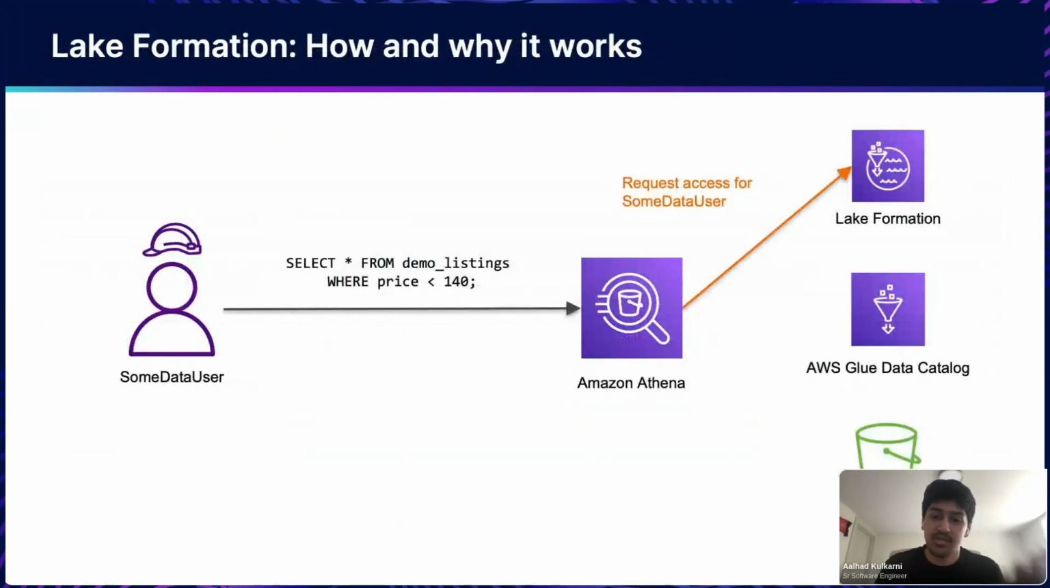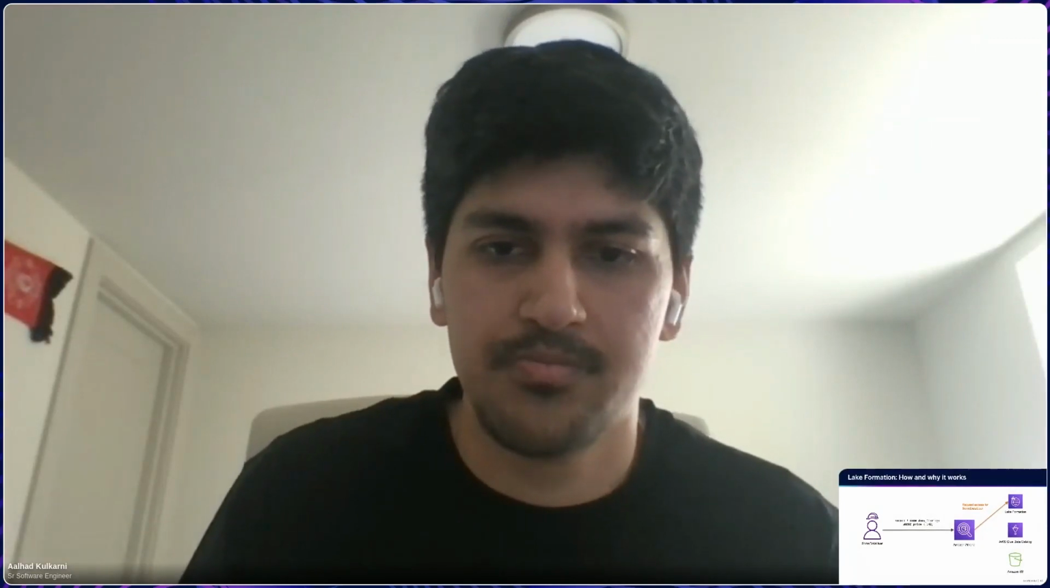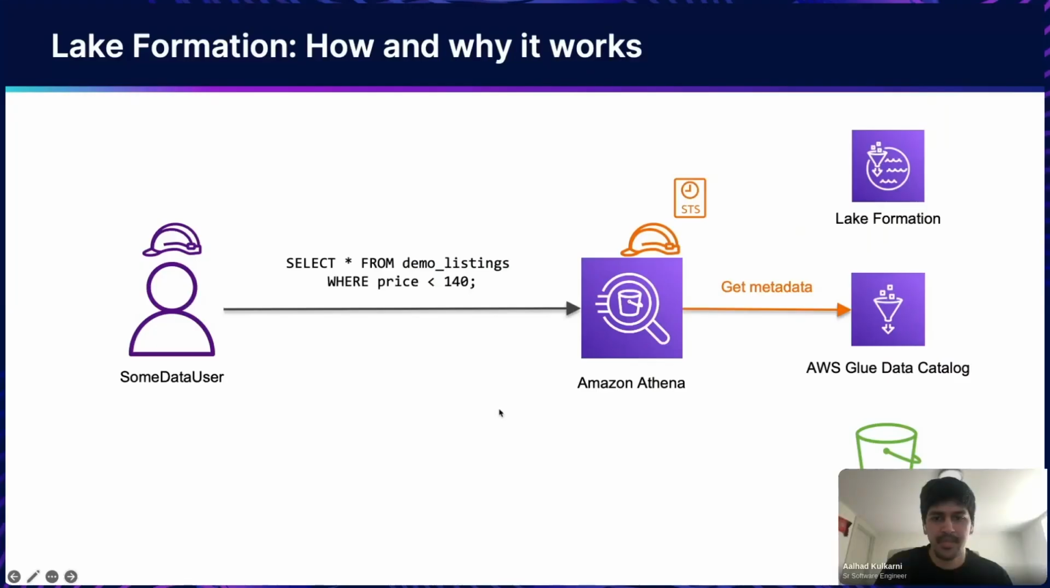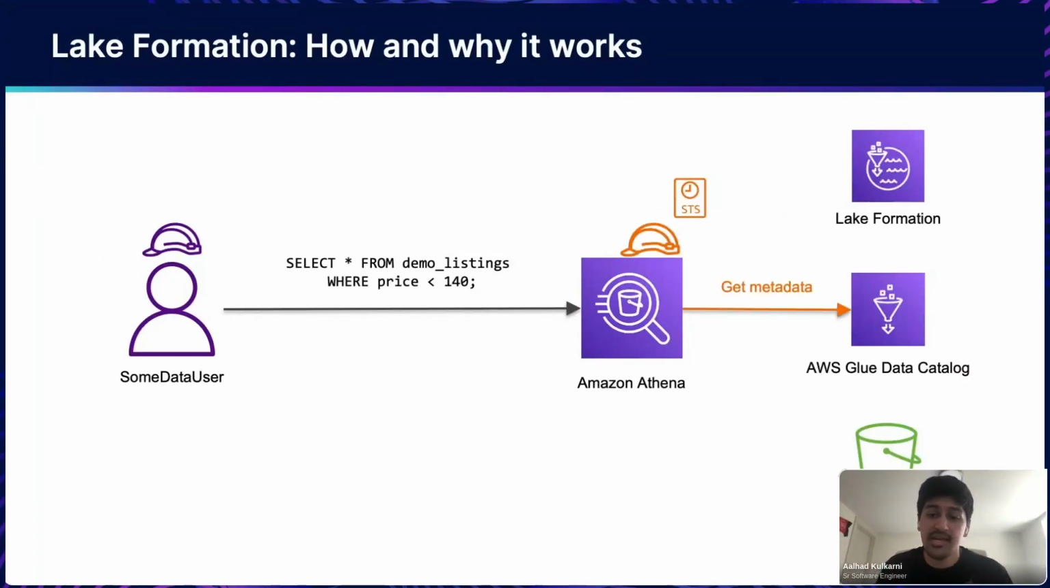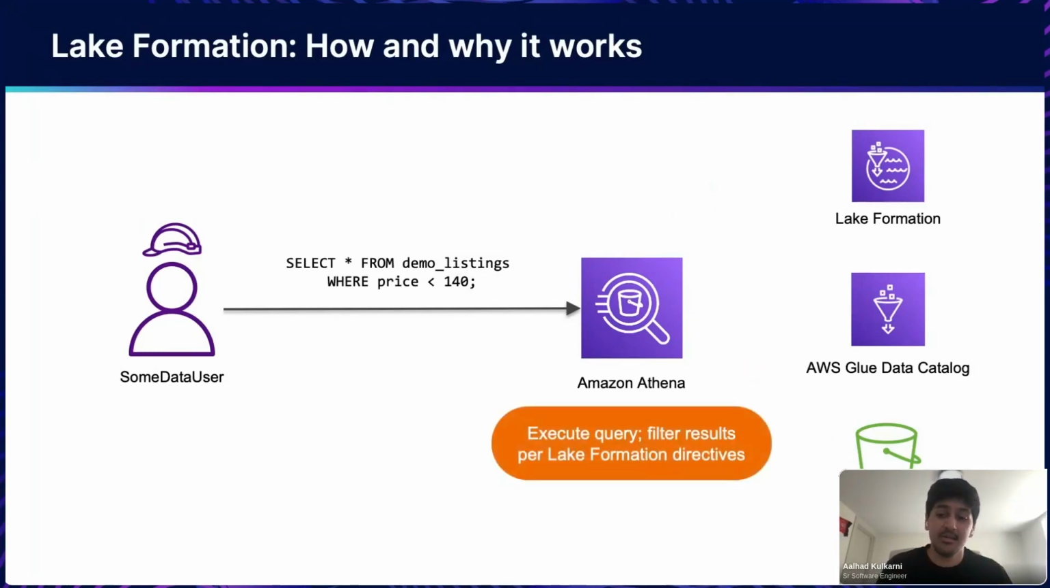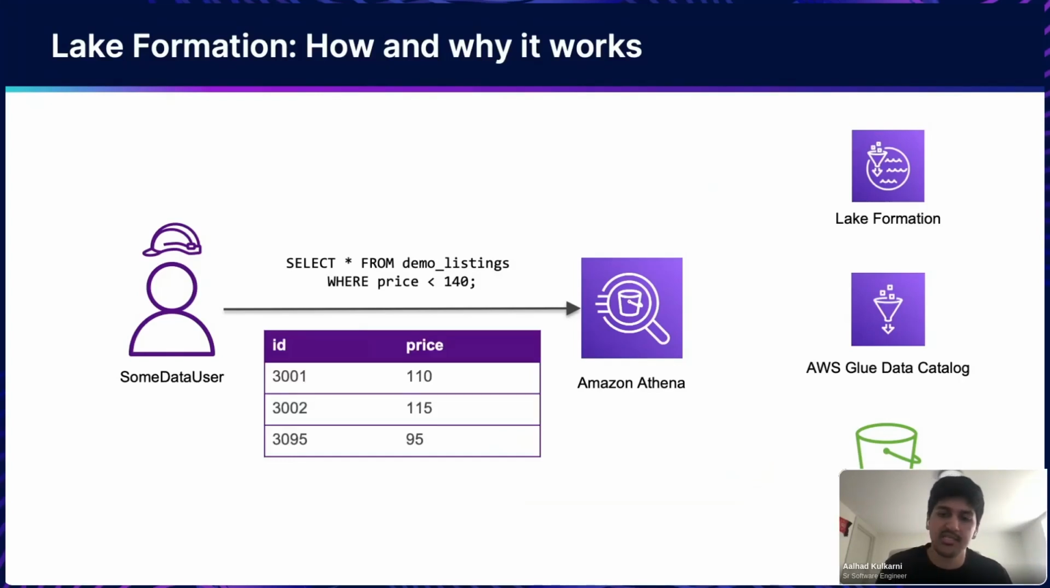So I'm some data user. I go to Athena. Athena is another service that I can run queries on. So I say, select star from demo listings where price is less than 140. Athena goes to Lake Formation, says, this person needs access to this data, goes to Glue data catalog, gets the metadata, goes to S3, gets the data, and then Athena knows everything there is to know about this user and what it has access to. So it'll filter the query and give you what the user has access to.